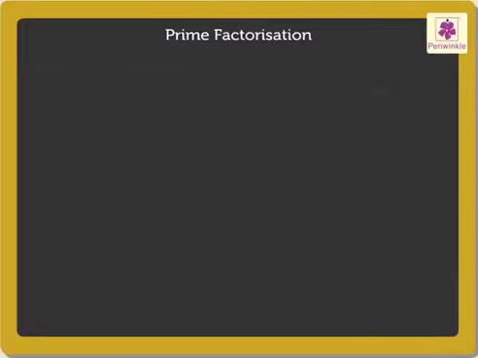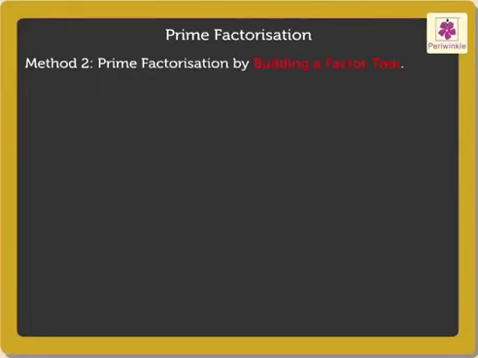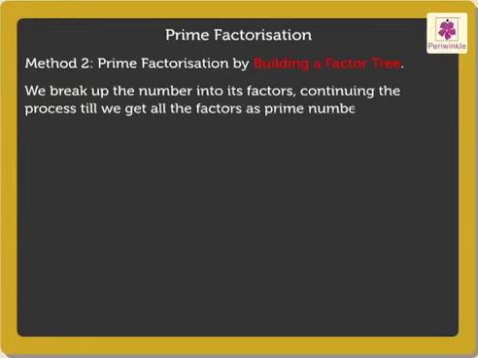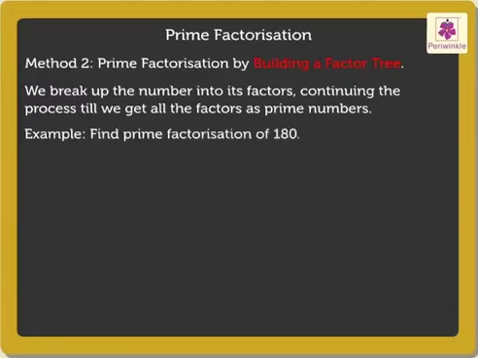Now let us look at the second method, prime factorization by building a factor tree. In this method, we break up the number into its factors, continuing the process till we get all the factors as prime numbers. Let us take the number 180 again. 180 can be broken up into many pairs of factors. Let us start with 18 times 10.